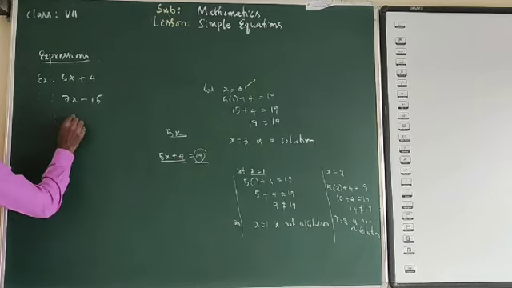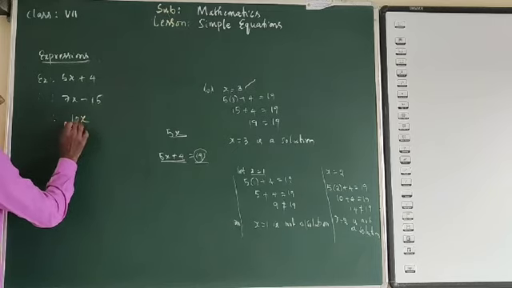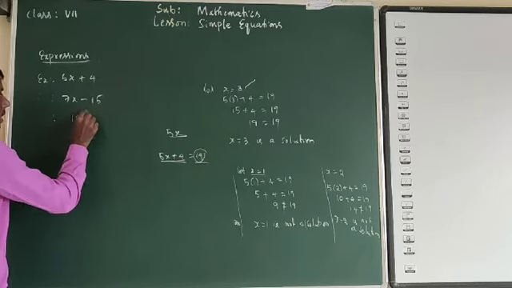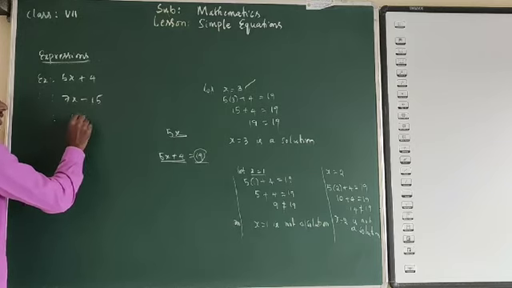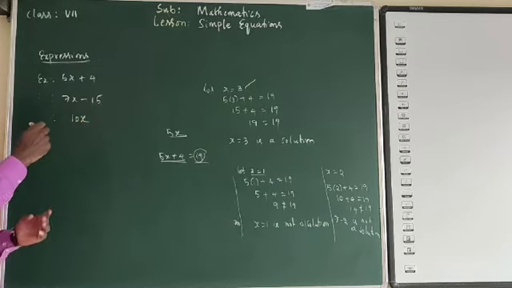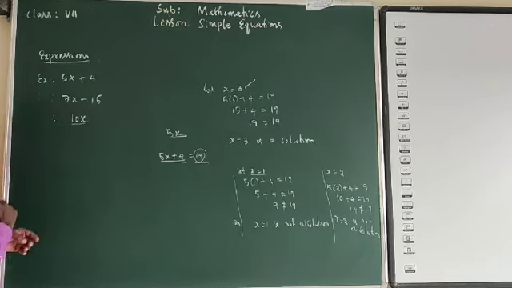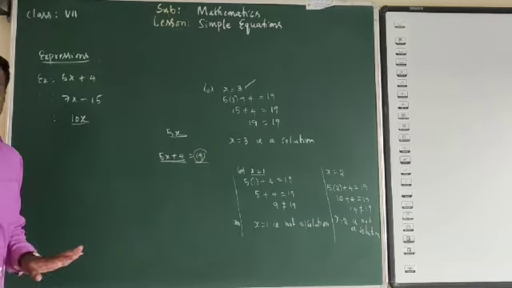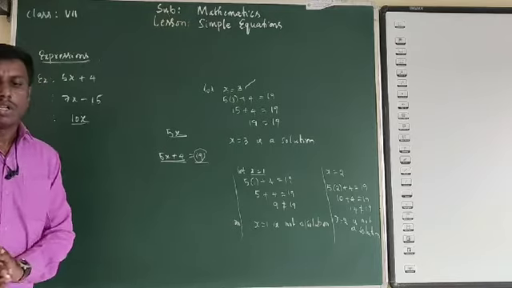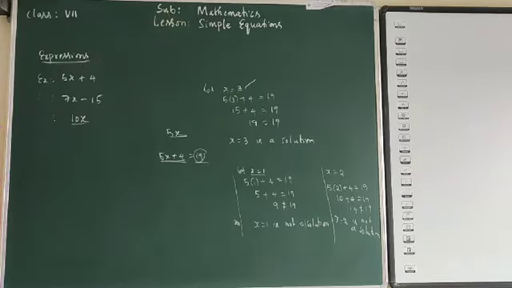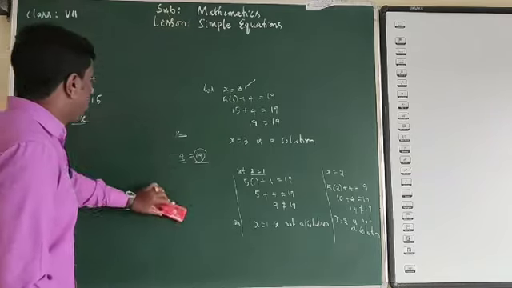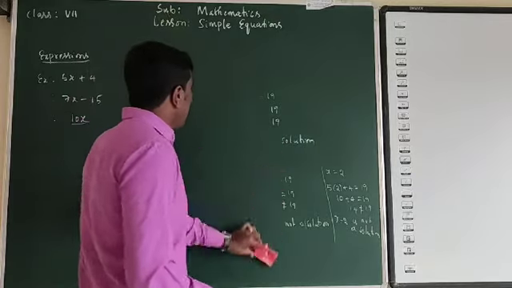As a third example, I can take 10x. Here you can observe that the variable is multiplied with 10. That is the operation, so it is an expression. Now you understood what I mean by an expression, right? So now we go for equations.